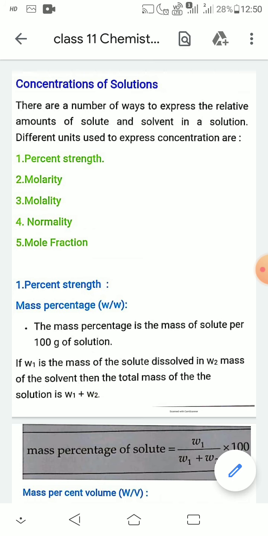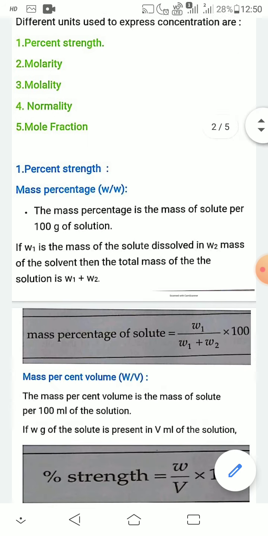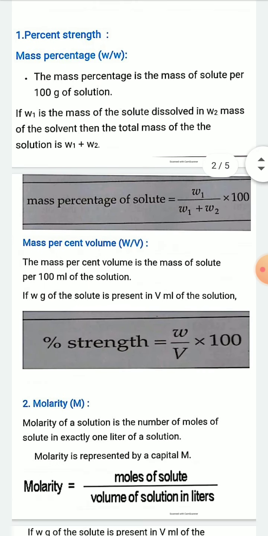And different units are used to express concentration, such as percentage strength or percentage composition, molarity, normality, mole fraction. These are some units of representation of concentration of a solution. So first, see percentage composition or percent strength.